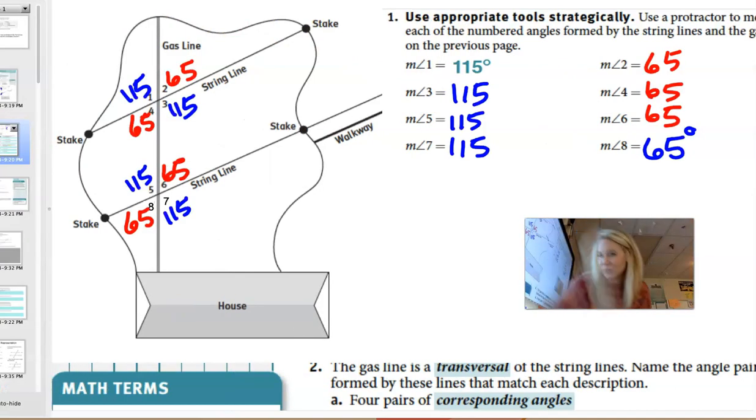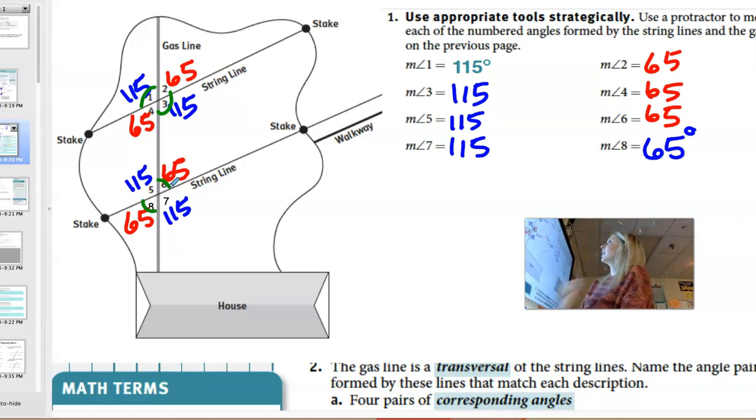So hopefully you got 115 on the left side and then 65 on the right side. So hopefully you saw some vertical angles going on. So for example, 1 and 3 are vertical. They have to be the same measurement. Same thing for down here, 8 and the 65. Those are also vertical.